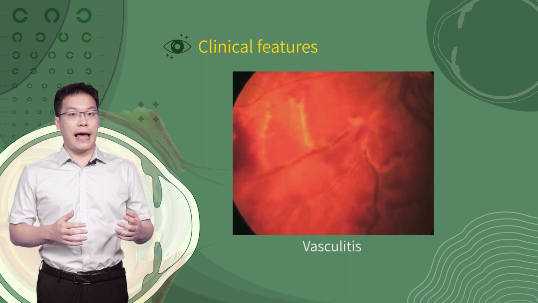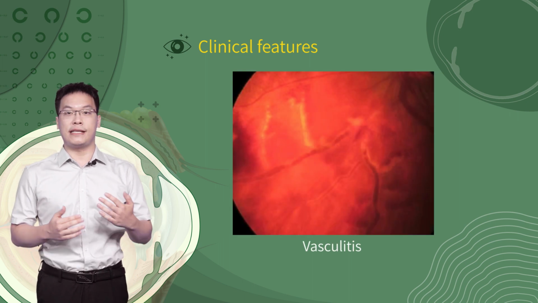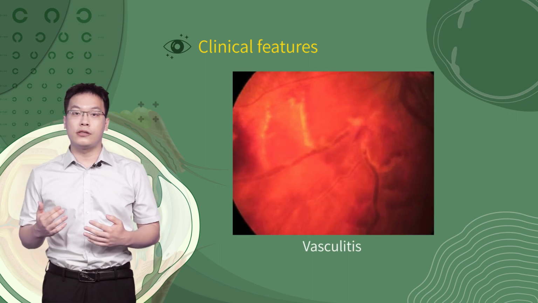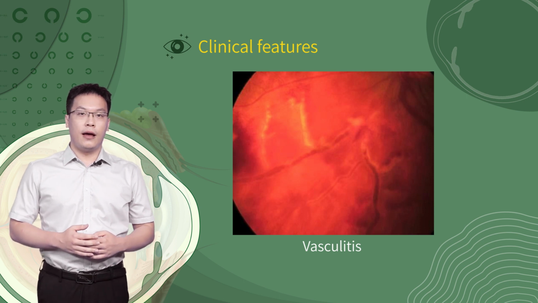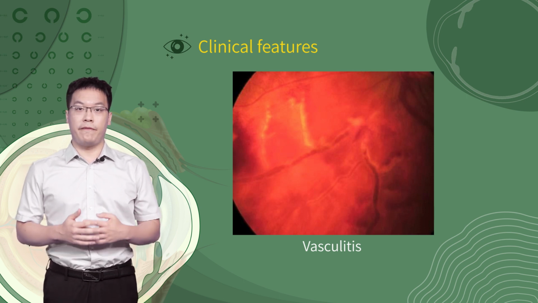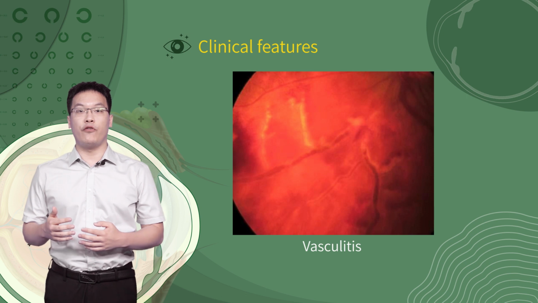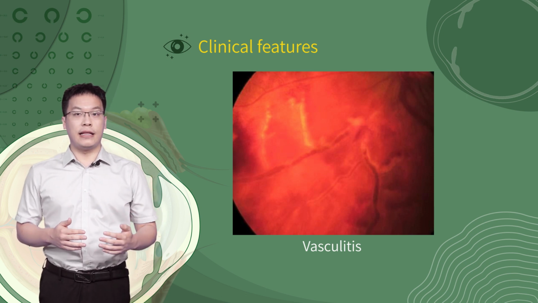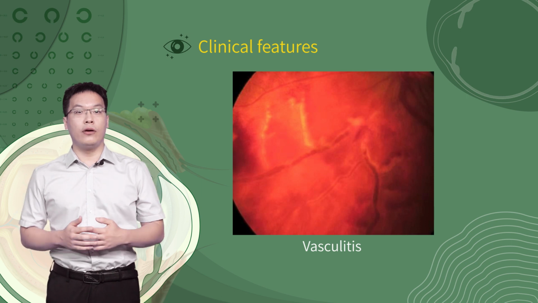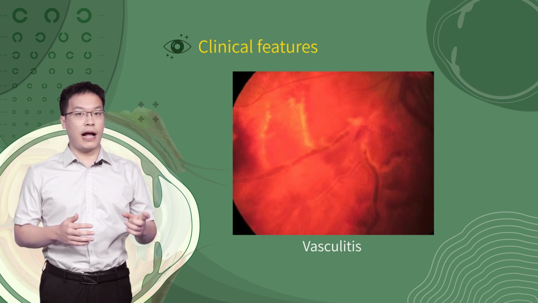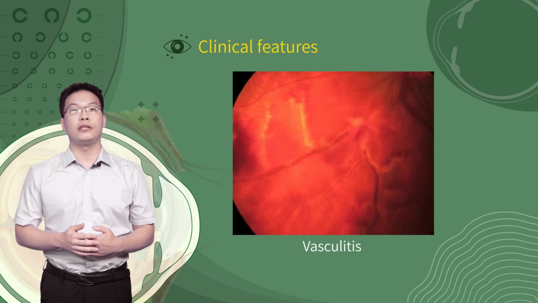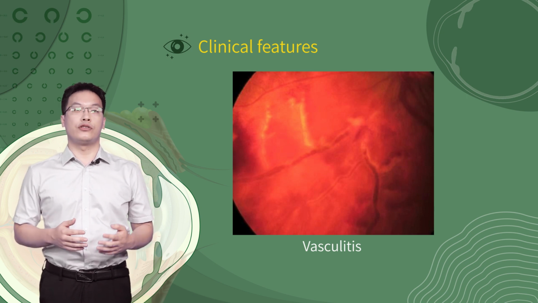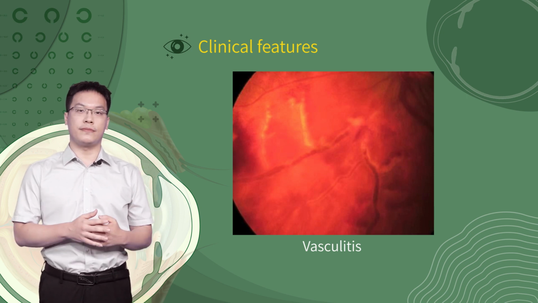Vasculitis may occur as a primary condition or secondary to an adjacent focus of retinitis. Both arteries and veins may be affected, although venous involvement is more common. Please note here the yellowish or grayish white patchy perivascular cuffing in a patient with acute vasculitis. We may also see retinal hemorrhage.